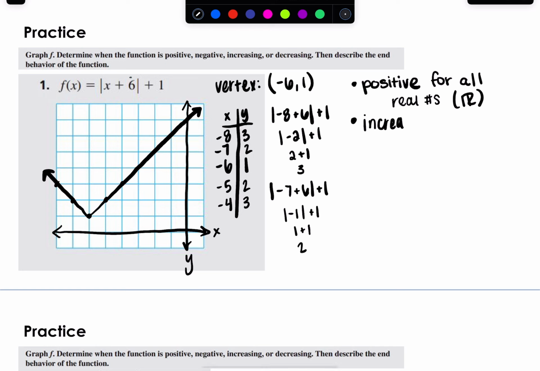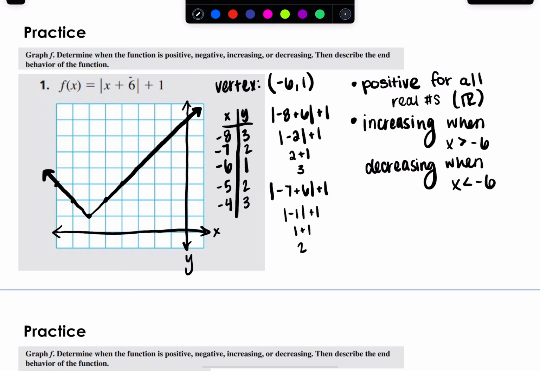Increasing, the line that has positive slope is the line on the right, so that is when x is greater than my vertex at -6. Decreasing, the line that has negative slope is on the left. That's when x is less than my vertex at -6.